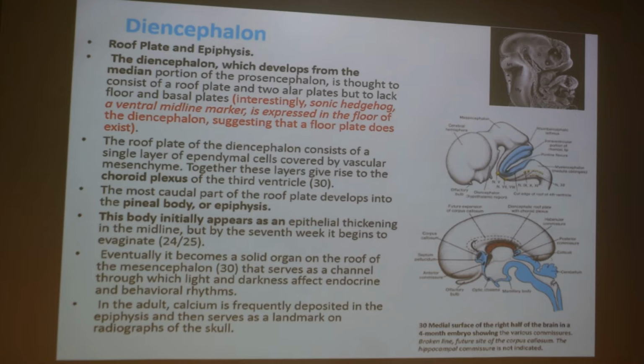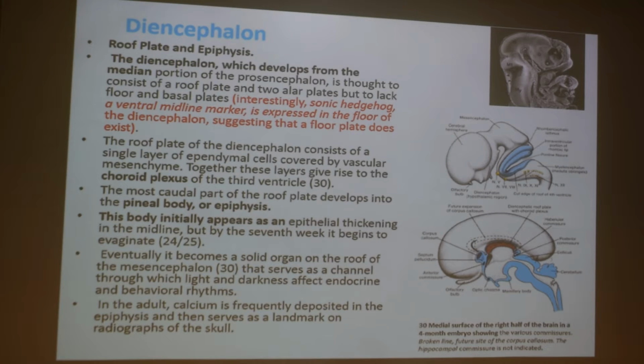But these alar plates would be divided into a ventral portion and a dorsal portion. The ventral portion is going to give rise to the hypothalamus. The dorsal portion is going to give rise to the thalamus. So the diencephalon, which we see, has a roof plate, which is going to give rise to the choroid plexus of the third ventricle, and it is going to give rise to the epiphysis, which includes the pineal body.